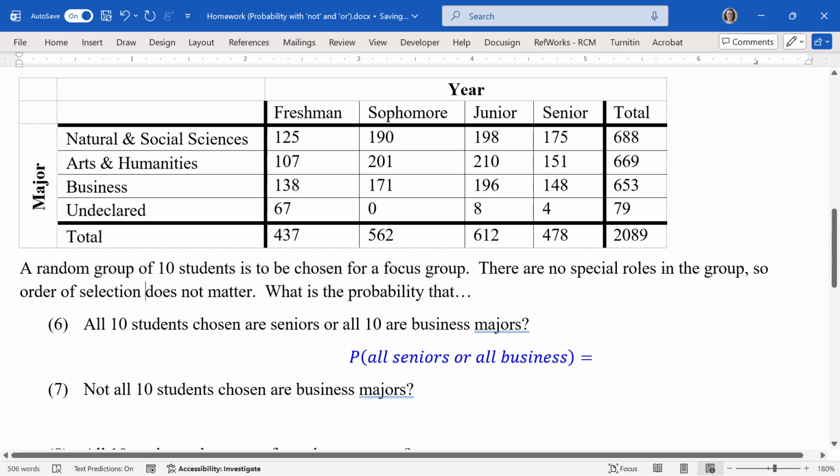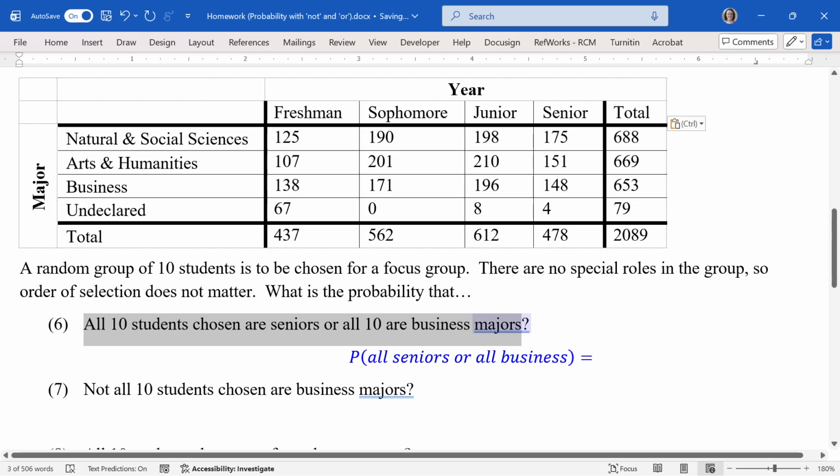So if we're choosing without order, then we're going to be using that choose notation where you have one number on top and another number on the bottom, but it's not a fraction. It's just a notation that stands for a big long formula. Okay, what is the probability that all 10 students chosen are seniors or all 10 are business majors?